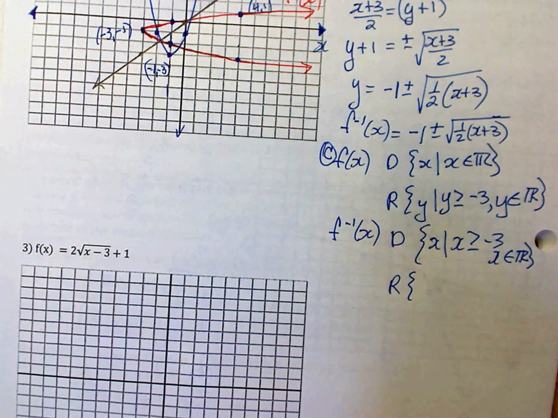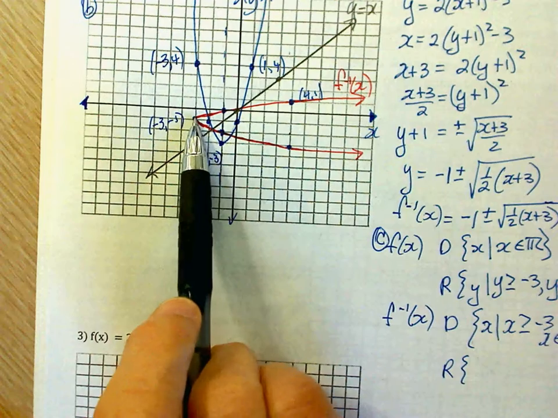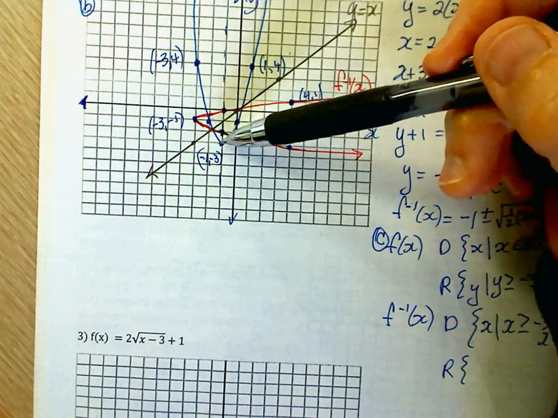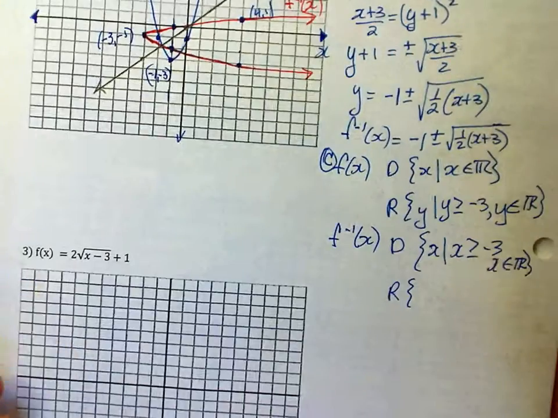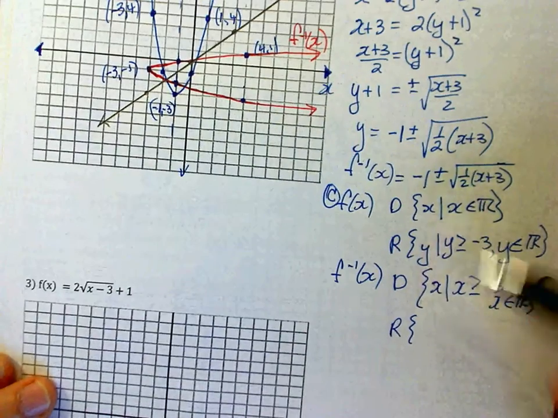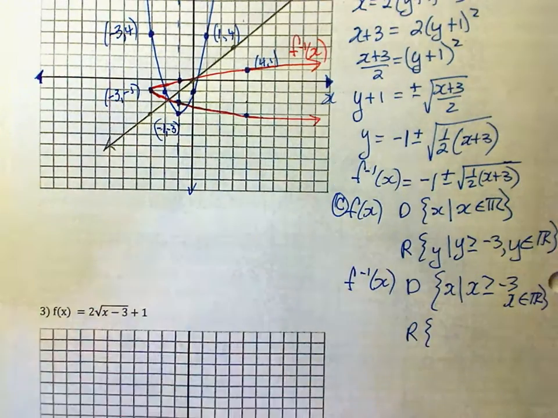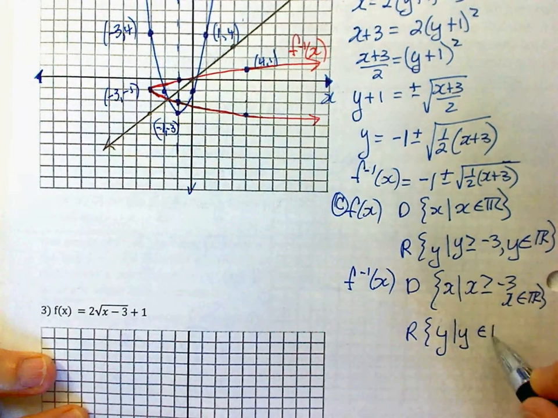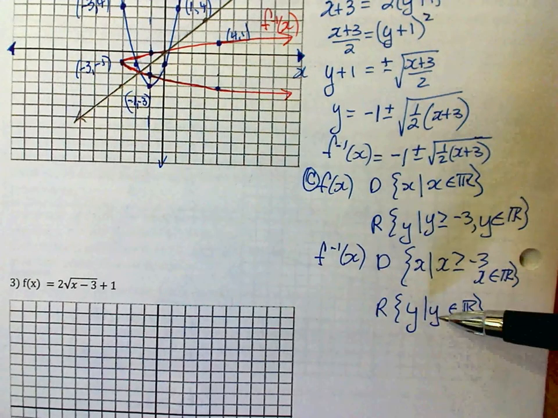Thank you. See, if you look at the inverse, x is greater than or equal to -3. On f of x, it was y that was greater than or equal to -3. On our range, well, here y can be anything because it's just going to go up forever. So y such that y is an element of real numbers. So the domain of f of x becomes the range of the inverse of f of x.